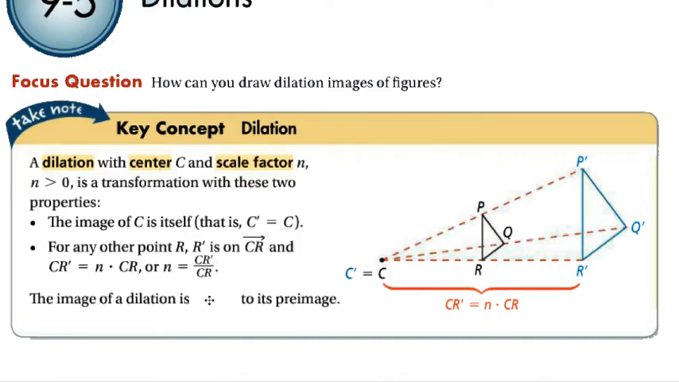Okay, so the image of a dilation is similar to its pre-image. So these two are not congruent figures. That's why it's not an isometry, but they are similar figures, which means that all of the angles are congruent, but the side lengths are proportional.